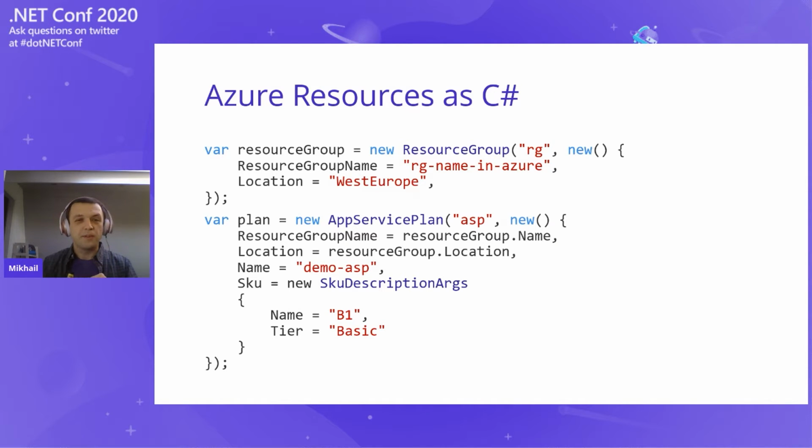So you don't have to define things like depends on in ARM templates. Well, we will execute the whole program and then derive the dependency chain just based on your usage of variables here and there.